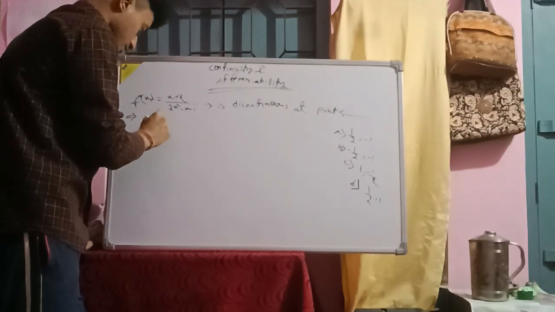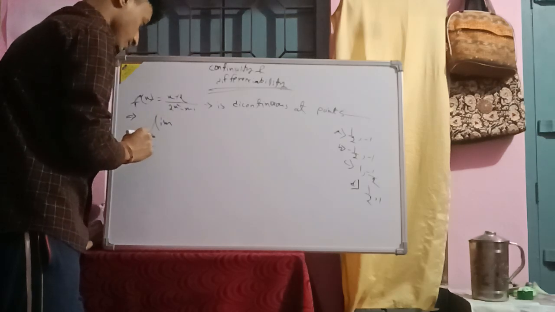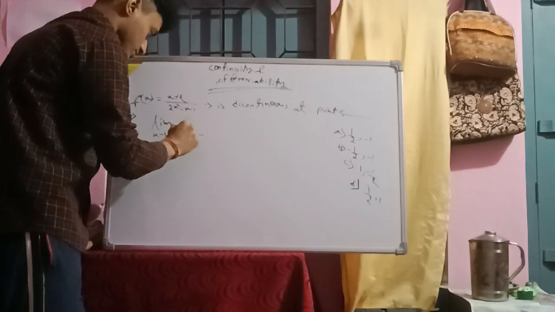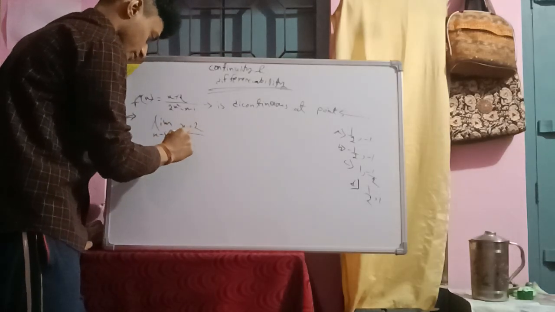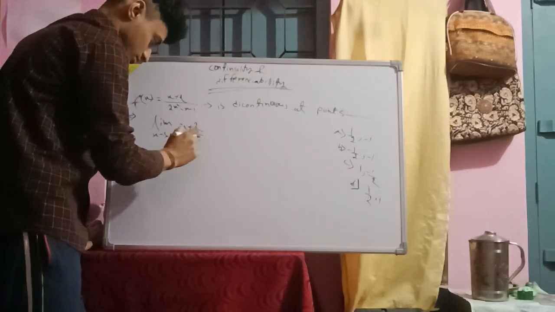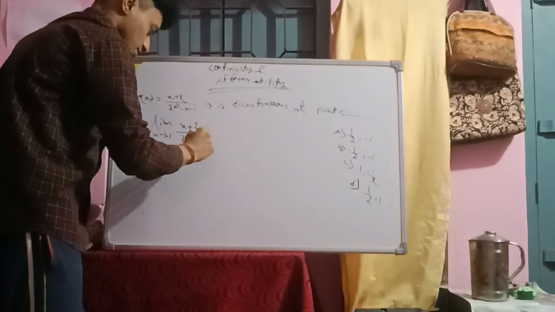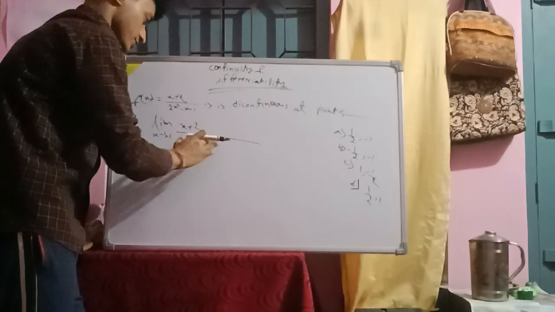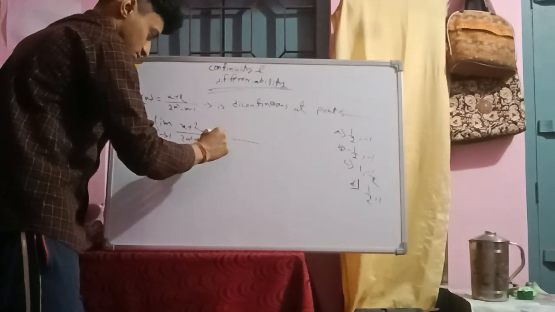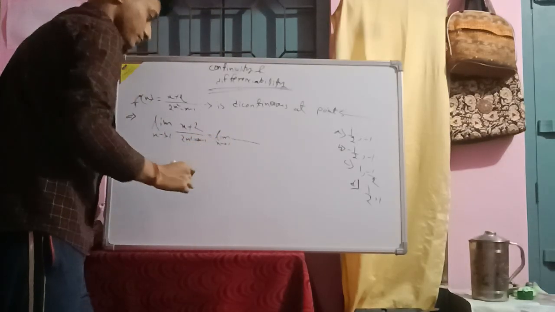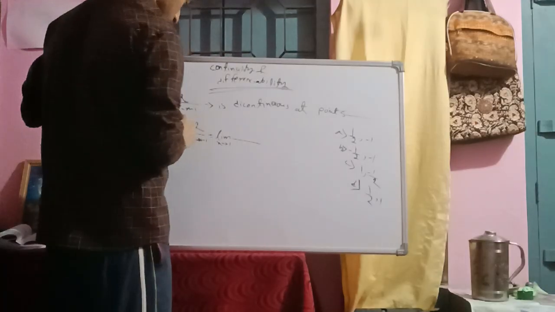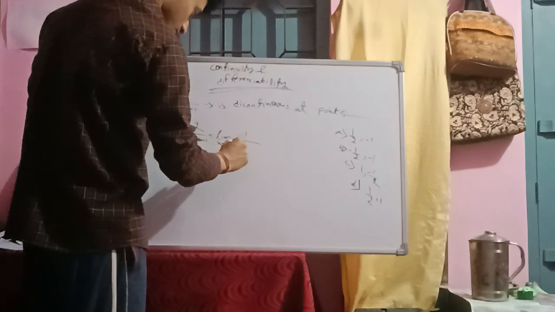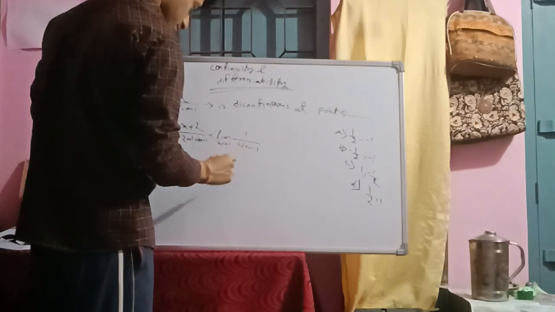Okay, let's see if this function is discontinuous at point 1. As limit of x approaches 1 of this function, x square plus x plus 2 over 2x square minus x minus 1. Now we can differentiate both the numerator and the denominator. And this would be limit of x approaches 1. On the numerator we are going to have 1 and denominator would become 4x minus 1.